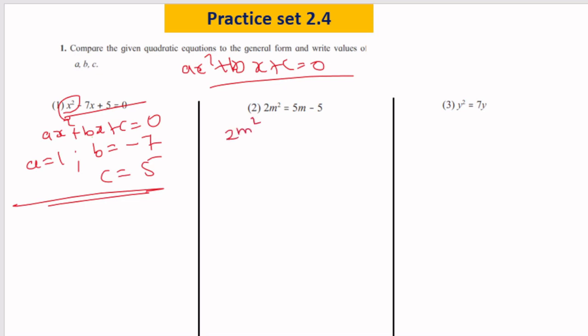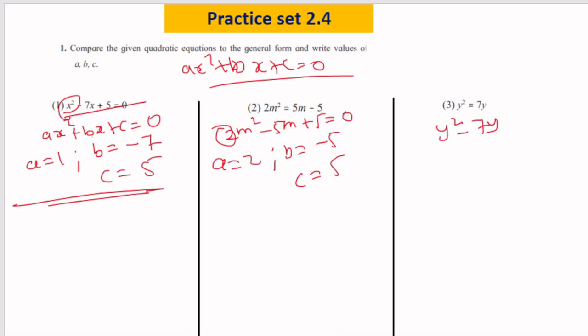So 2m square, bring everything to the left hand side, minus 5m plus 5 equal to 0. So once you compare with the general equation, a will be 2 because in this case we have 2 in front of m square, we have minus 5 in front of b, and we have 5 in front of c. So that is the answer. Very easy. Now here, same, bring everything on the left hand side to frame general equation. Now we don't have anything for constant, but if you want to present in general equation form, you can write 0. No harm in that.